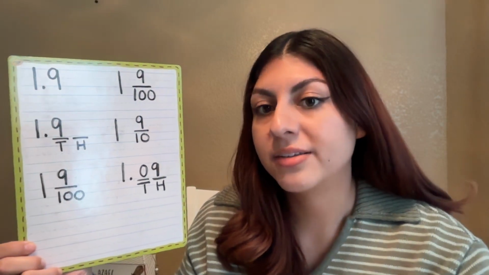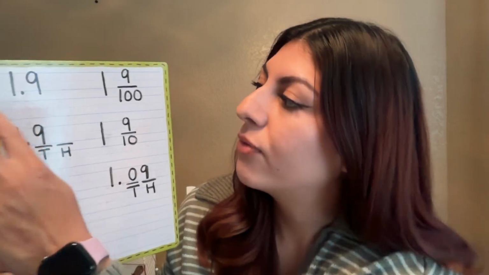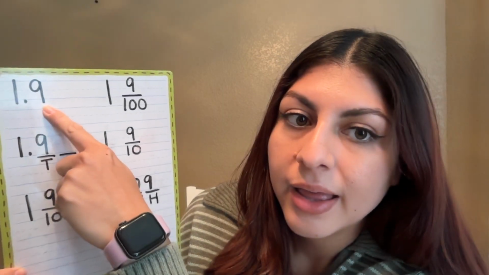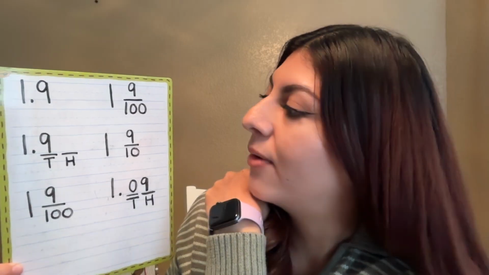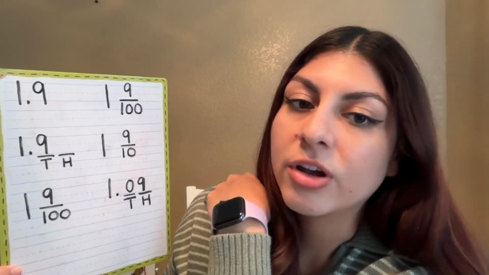Okay, class, I see you're struggling with this problem, so let's take a look at it together. We have 1.9, and you read it as 1 and 9 100ths. Is this correct? Okay, let's find out. First, we're going to label our place values.